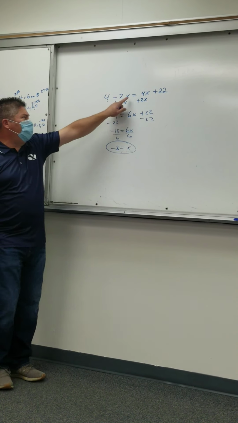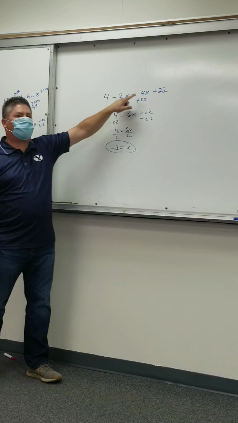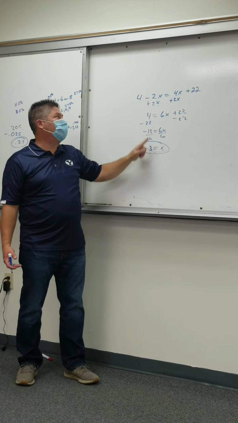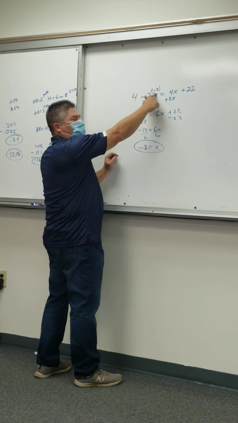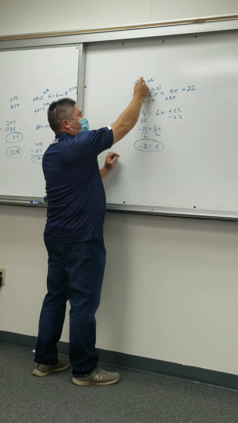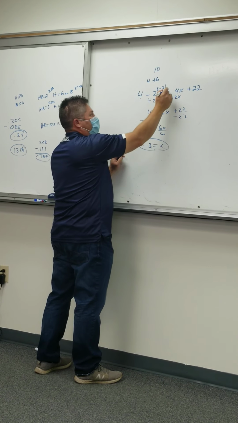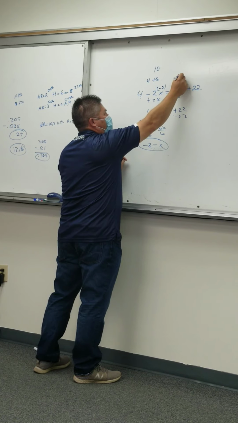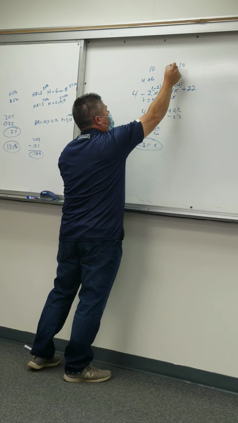It means the only value of x that would make this statement true, that will make this side equal to this side, is if x was negative 3. Let's plug it in and show that. If I put in a negative 3 here, what's negative 2 times negative 3? Plus 6, right? What's 4 plus 6? 10. That's the left side. Plug in negative 3 on the right side. That's negative 12. Negative 12 plus 22 is 10.